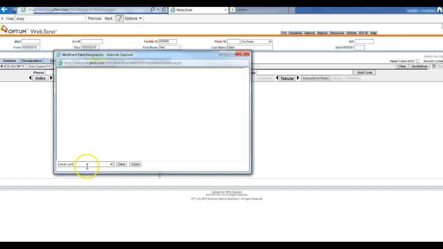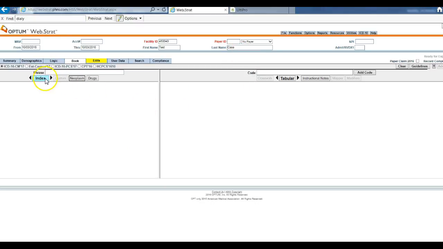Let's see if I can. Let's see. Next. It's taken a long time to load. I think my system may be going down, so it may not let me pull that code. It's a lot to load, so just bear with me.